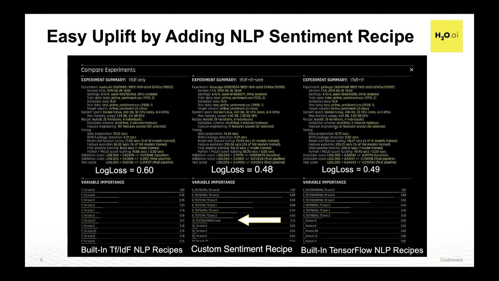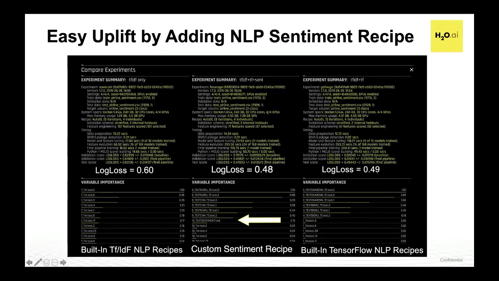So this is character-based embeddings and word-based embeddings. And then we ran our experiment, and we got a much better log loss. So we saw just by turning on these advanced features, we improved our model. Now, these are still features that come out of the box with Driverless AI.